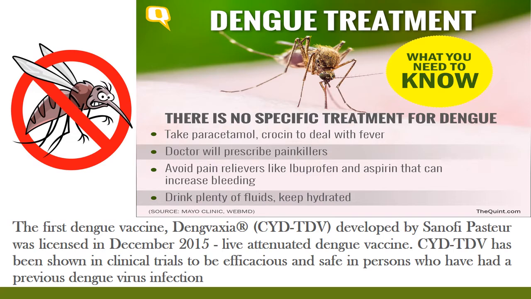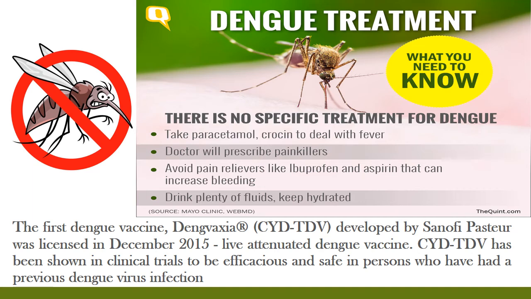Dengue treatment. There is no specific treatment for dengue. In case of fever, take paracetamol or crocin. In case of headaches, muscle aches or joint pains, doctors will prescribe painkillers. If there is any severe bleeding, avoid pain relievers like ibuprofen and aspirin. Drink plenty of fluids and keep hydrated. The patient should take rest, stay hydrated and seek medical advice if necessary.